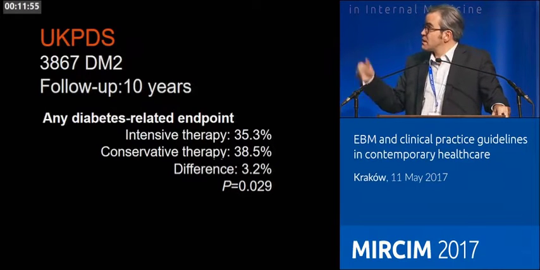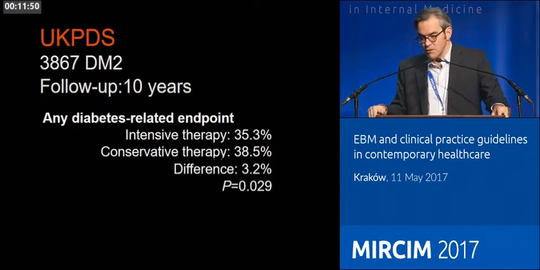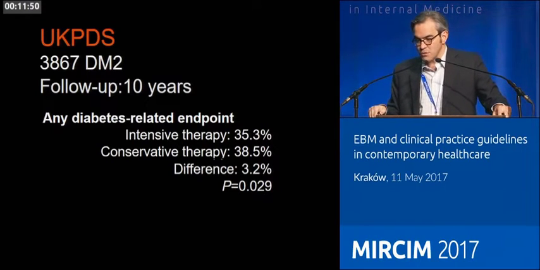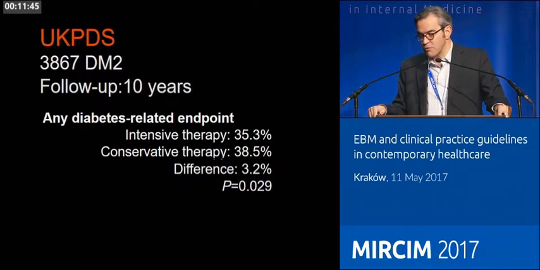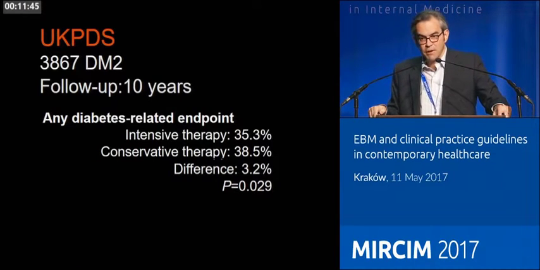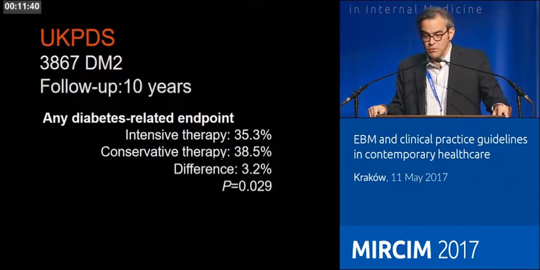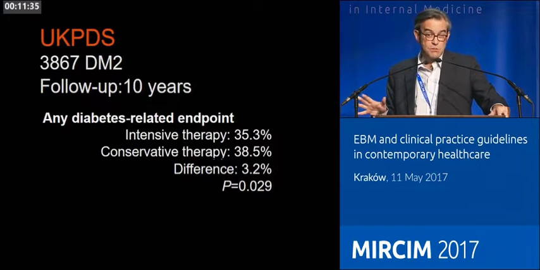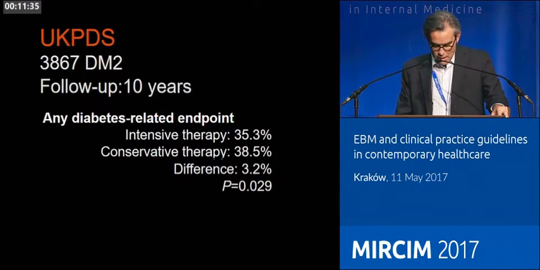And this is the breakdown. Intensive therapy, 35.3%. Conservative therapy, letting the blood sugar be higher before intervening, 38.5%. A difference of 3.2%. I think it's a small difference after 10 years and 4,000 patients, and a p-value of 0.03. So this is a small effect.